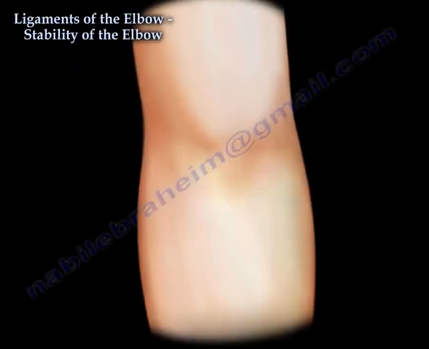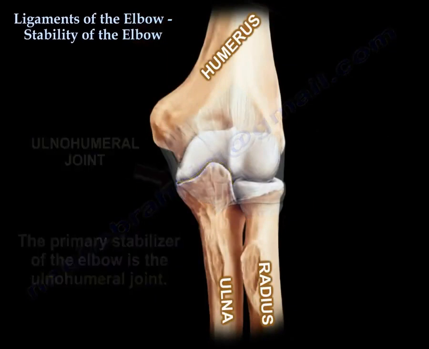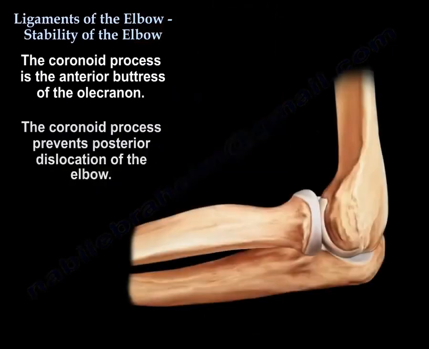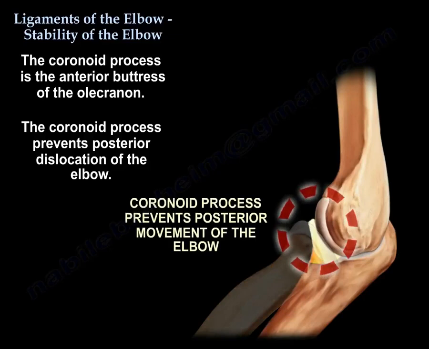Ligaments of the elbow, stability of the elbow. The primary stabilizer of the elbow is the ulnohumeral joint. The coronoid process is the anterior buttress of the olecranon. The coronoid process prevents posterior dislocation of the elbow.